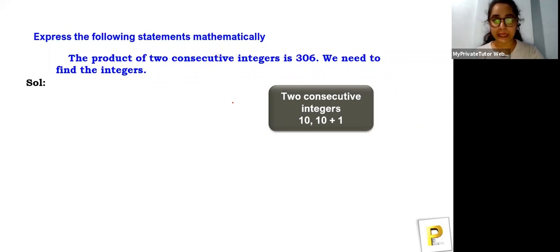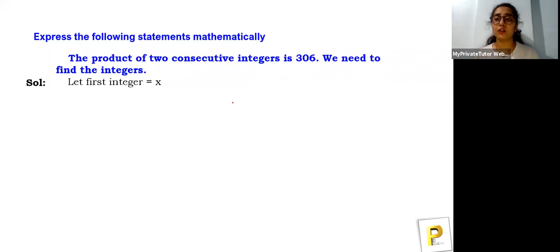So if you talk about 10, and if we add 1 to it, it becomes 10 plus 1. So 10 and 11 are consecutive numbers. The product of two consecutive numbers: product means multiplication. So let the first integer be x. If the first integer is x, the second integer is x plus 1, because if the first integer is 10, the second will be 10 plus 1.